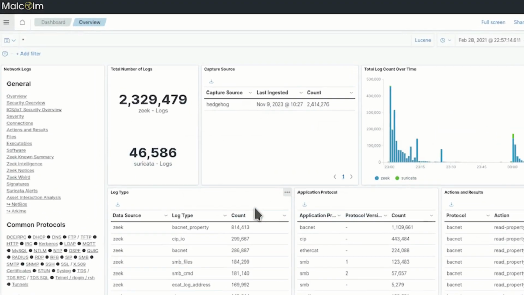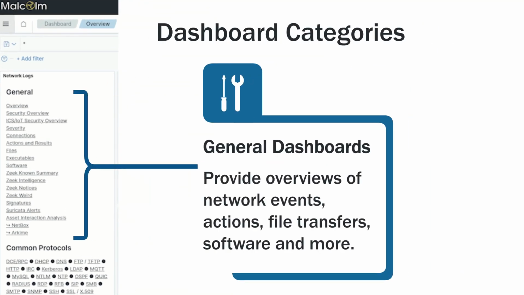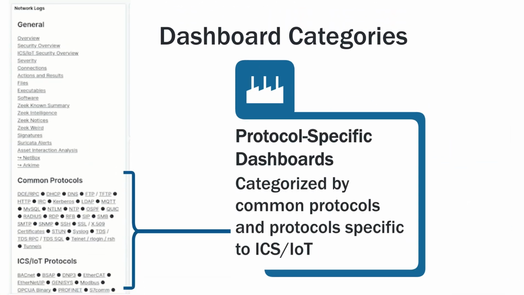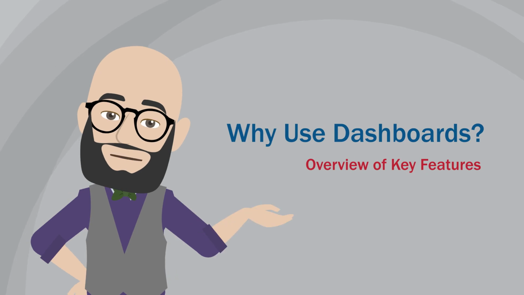There are two main categories of dashboards. First, general dashboards. These dashboards provide overviews of network events, actions, file transfers, software, and more. Second, protocol-specific dashboards. The protocol-specific dashboards are categorized by common protocols and protocols specific to industrial control systems, ICS, and Internet of Things, IoT. Why would you want to use Malcolm's OpenSearch Dashboards?